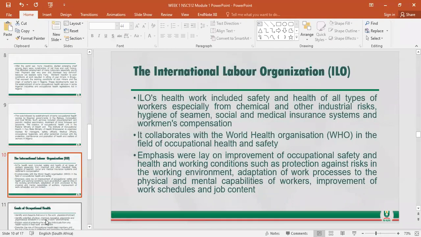And so that has led to the Organization of International Labor. And what do they do? What is their focus? We will see as we progress.